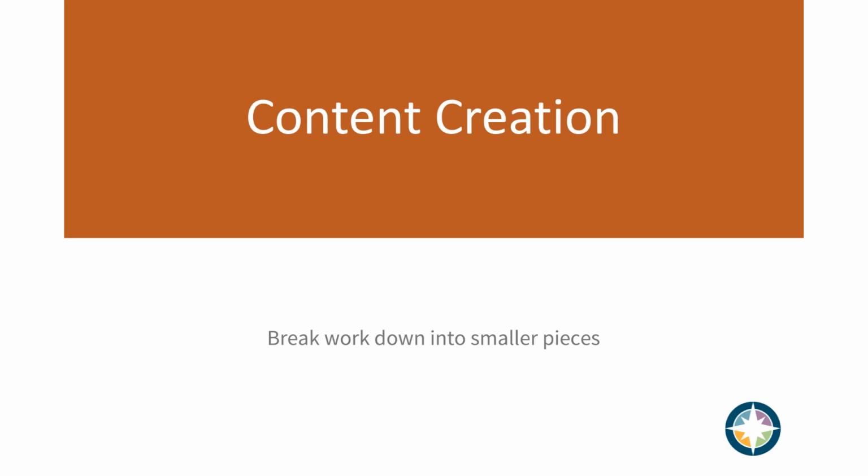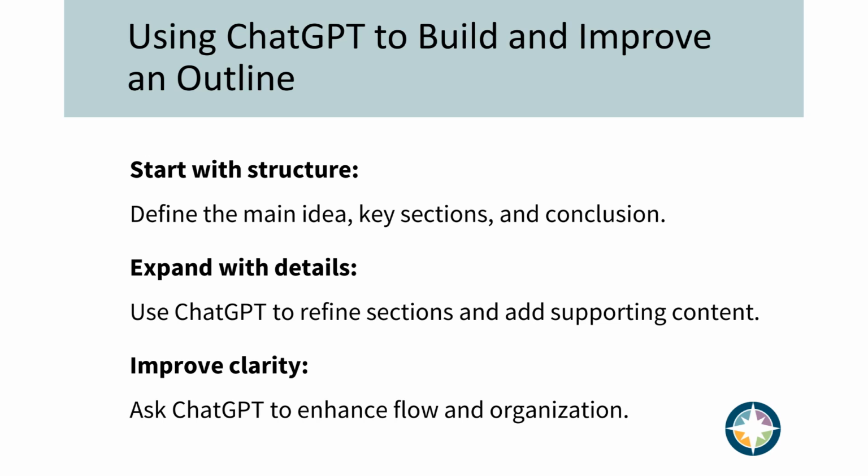Content creation. Break work down into smaller pieces. A well-structured outline is the foundation of great content. Whether you're writing a report, presentation, or article, a strong outline keeps your ideas clear and organized. The good news? ChatGPT makes this process faster and easier. Step 1. Start with structure. Begin with the big picture. Define your main idea, break it into key sections, and identify your conclusion.